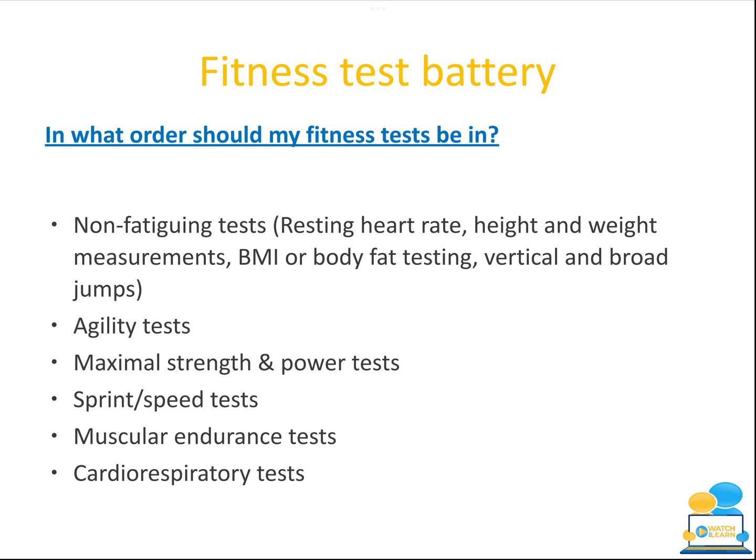So in what order should my fitness tests be? Well, number one should be non-fatiguing tests: resting heart rate, height and weight measurements, BMI or body fat testing. Then we have vertical and broad jumps. These are probably the harder ones here, but they only require one jump, so not really fatiguing. Then agility. The agility t-test should probably last between 10 and 15 seconds. Again, not too taxing. Once you do that, you have a bit of time to recover, and then on to maximal strength and power tests.